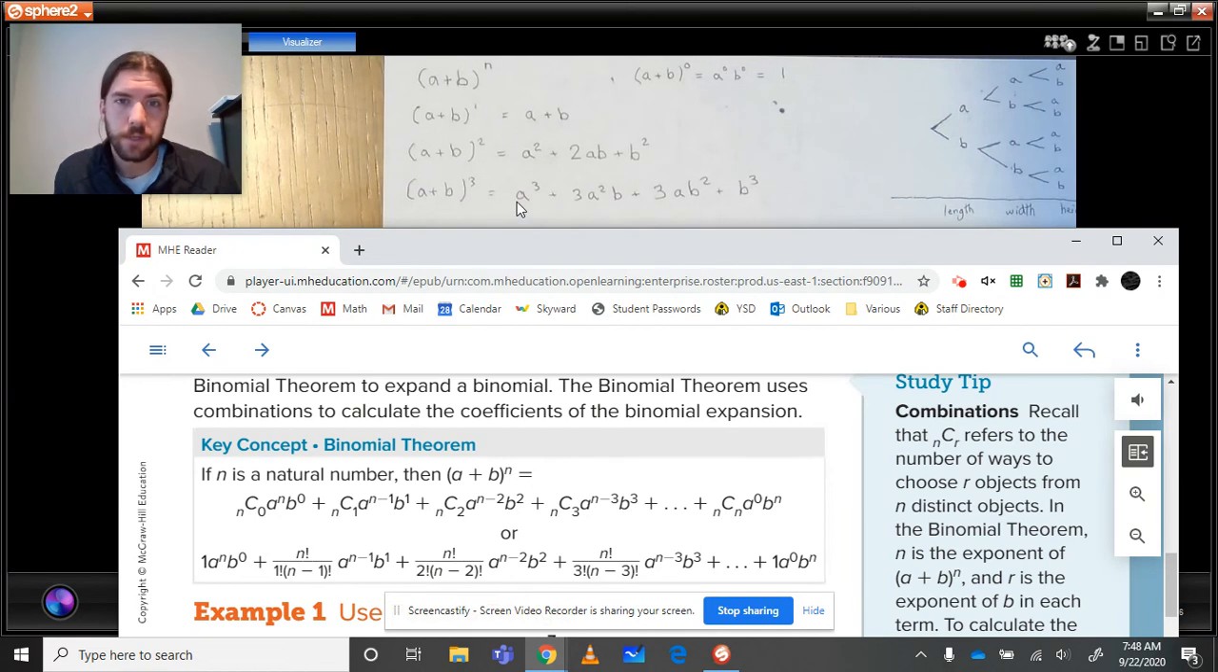And that really comes down to how many different combinations of a squared b do you get in this one? Well, you get 3 combinations. You also get 3 combinations of a and b squared. You only get 1 combination where you can make a cubed, and you only get 1 where you can make b cubed. So these coefficients out front are something that we want to get a general idea of how to come up with. Once we have that, then we can figure out any arbitrarily large exponent and what it all turns into.